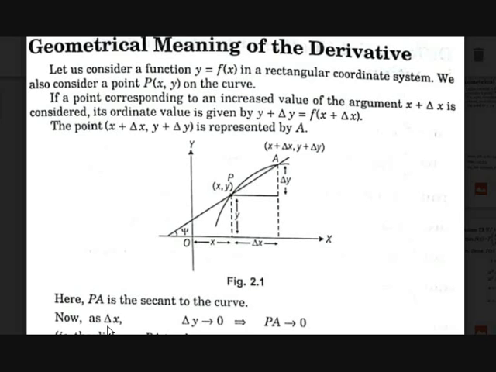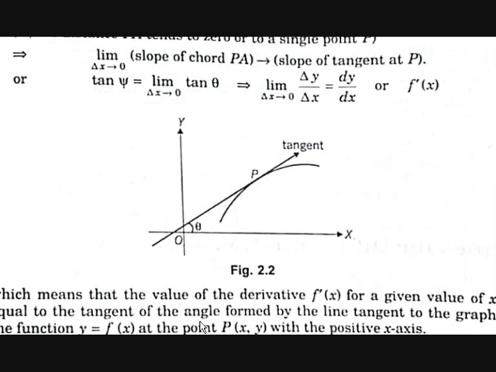Now, as delta x tends to 0, delta y tends to 0, that implies the distance PA tends to 0, or to the single point P. Now, limit delta x tends to 0, the slope of the chord PA tends to the slope of the tangent at P. The slope of the chord tends to the slope of the tangent.